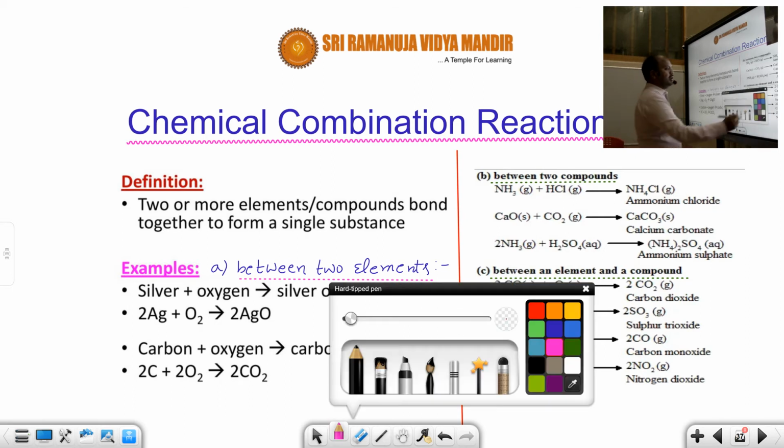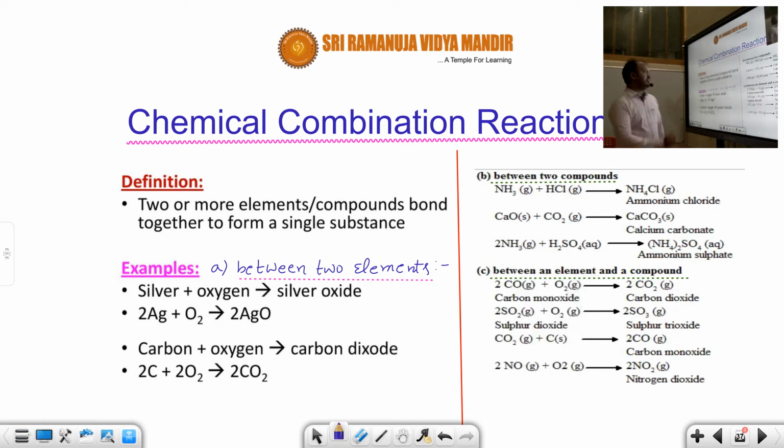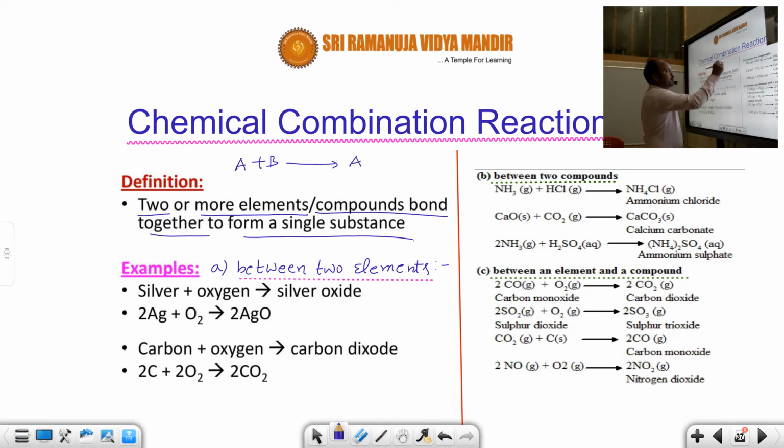What is the definition of composition or combination reactions? 2 or more elements are combined to form a single new substance. That is called a chemical composition reaction. Suppose A plus B. 2 or more, you should take here 2 substances A, B. When 2 or more substances are combined to form only one new substance, AB is here the only one new substance.